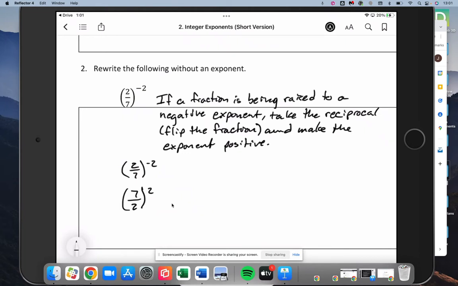So that being said, we do have 7 over 2 to the power of 2. So as I have done in the past, I'm going to split this up into its two pieces, 7 over 2 times 7 over 2.